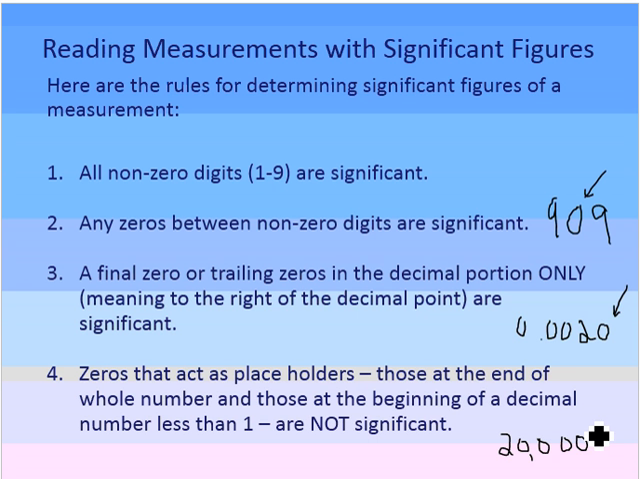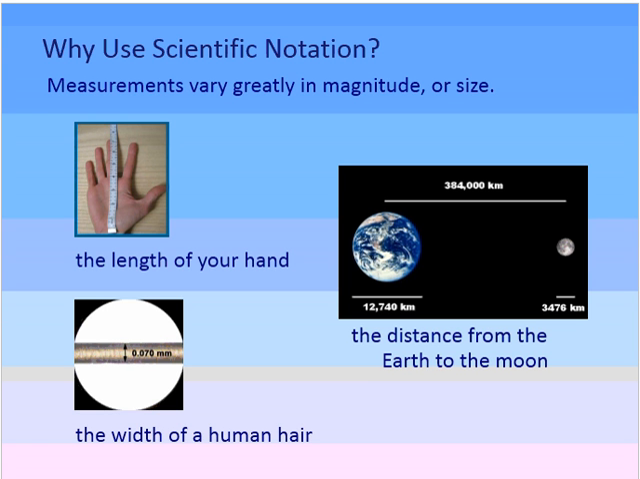Okay, so that's pretty much significant figures in a nutshell. Let's move on to scientific notation. All right, first of all, scientific notation, you've probably used it before. Why do we use it? Well, measurements vary greatly in magnitude, a word you're going to hear often during the year, so make sure you get the idea of what it means. It means the size of things. So if you look at measuring the length of your hand, the width of one piece of hair, or the distance from the Earth to the Moon, all three of those lengths vary greatly.